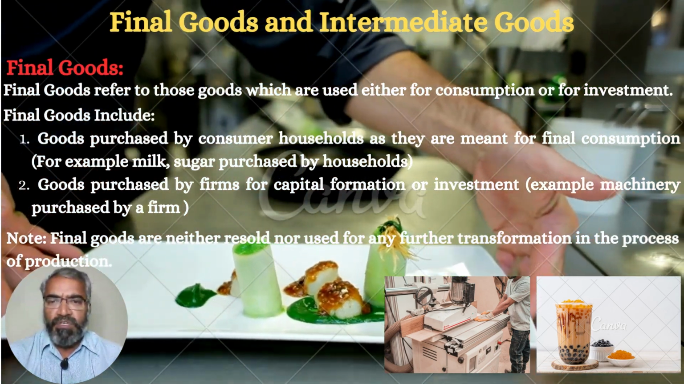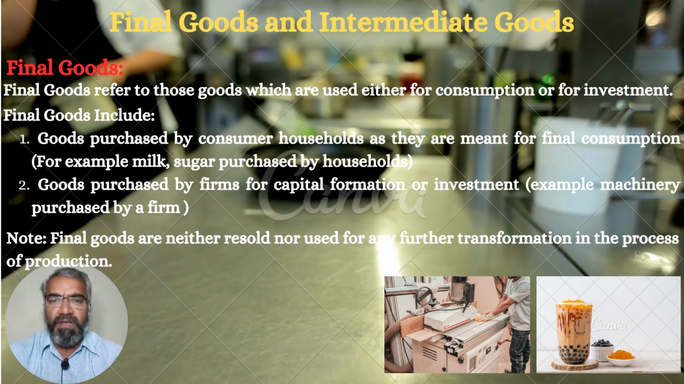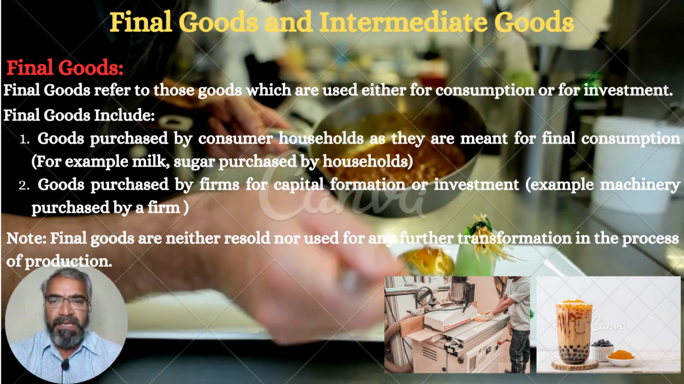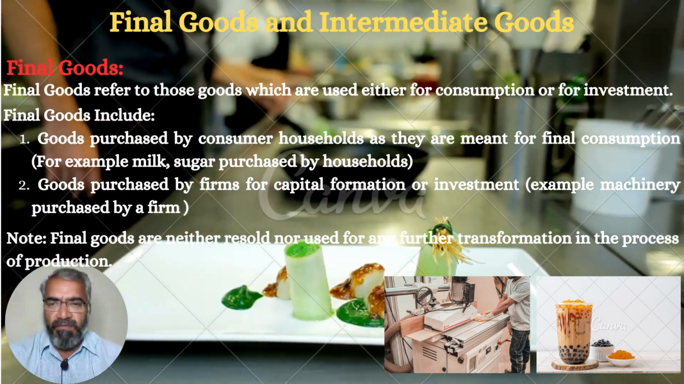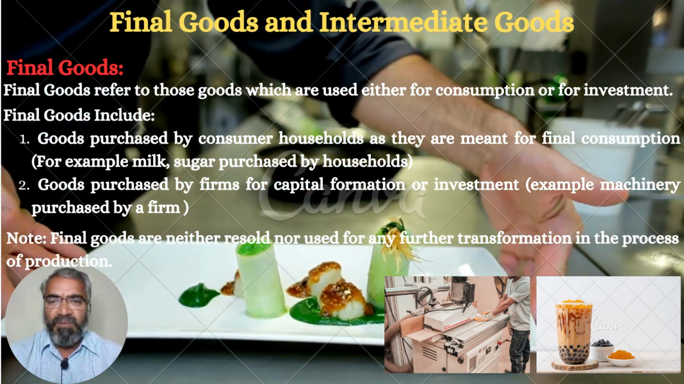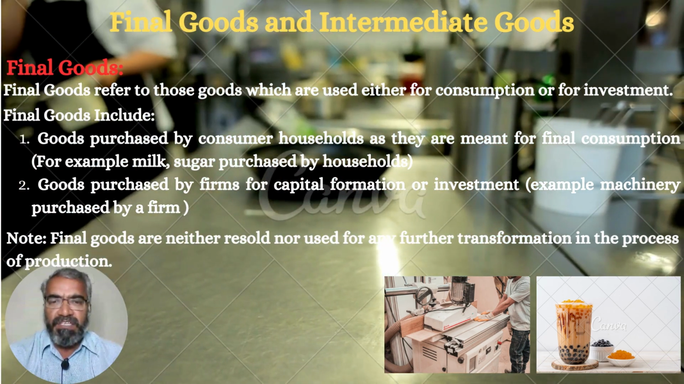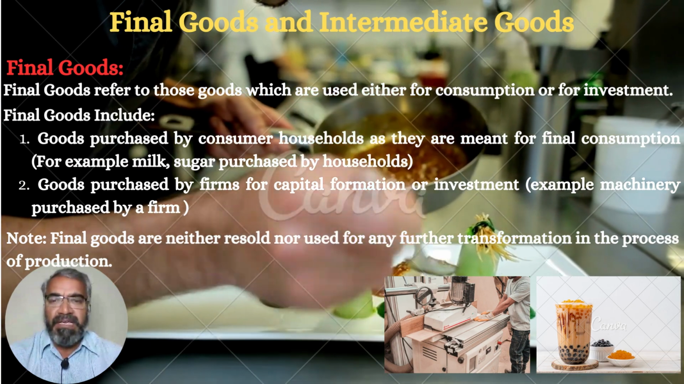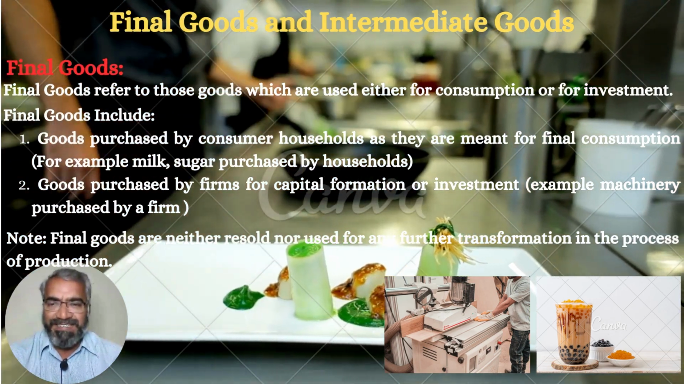Number two, goods purchased by firms for capital formation or investment. Example, machinery purchased by a firm. Note, final goods are neither resold nor used for further transformation in the process of production.